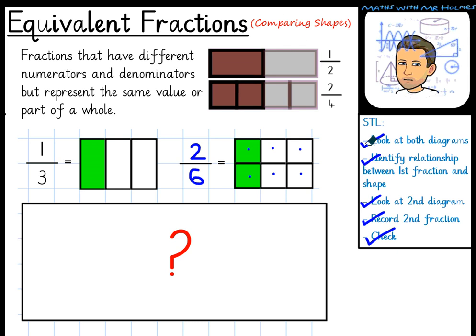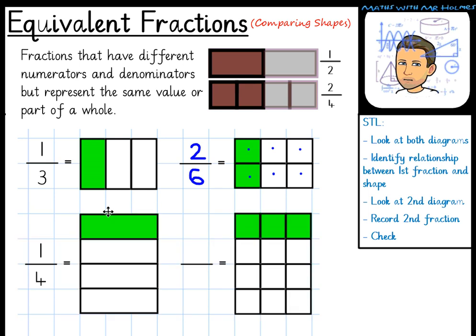Let's have a look at another question. Let's run through the steps again. Let's look at both diagrams. Let's identify the relationship between the first fraction and the shape. We have 1/4, or 1 out of 4 equal pieces. We can see there's 1 shaded out of 1, 2, 3, 4 equal pieces.